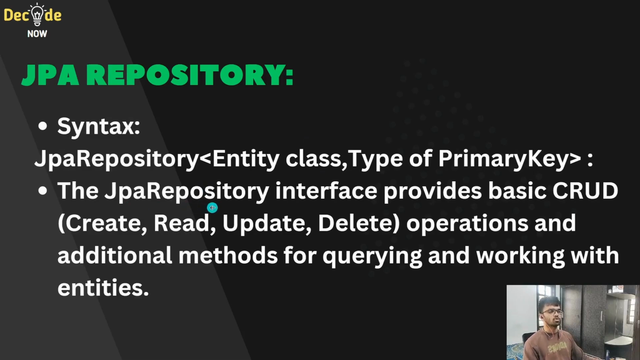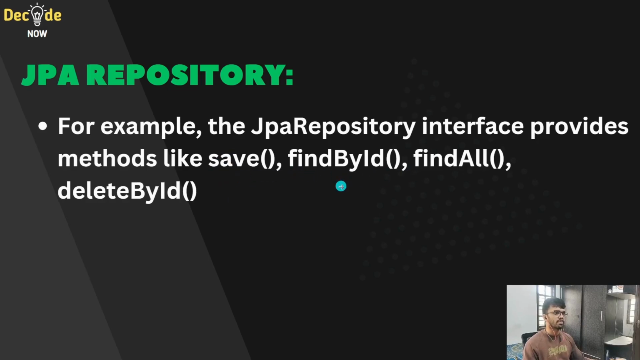So what this JpaRepository does is it itself is an interface that provides basic CRUD operations like create, read, update, and delete. And in addition to these methods, it also provides some other methods such as save, findById, findAll, and deleteById. So we will be using all these methods in the later section of the application. So this makes our life a bit easier and hassle free. By extending this JpaRepository interface, we can use all these methods without any extra code.